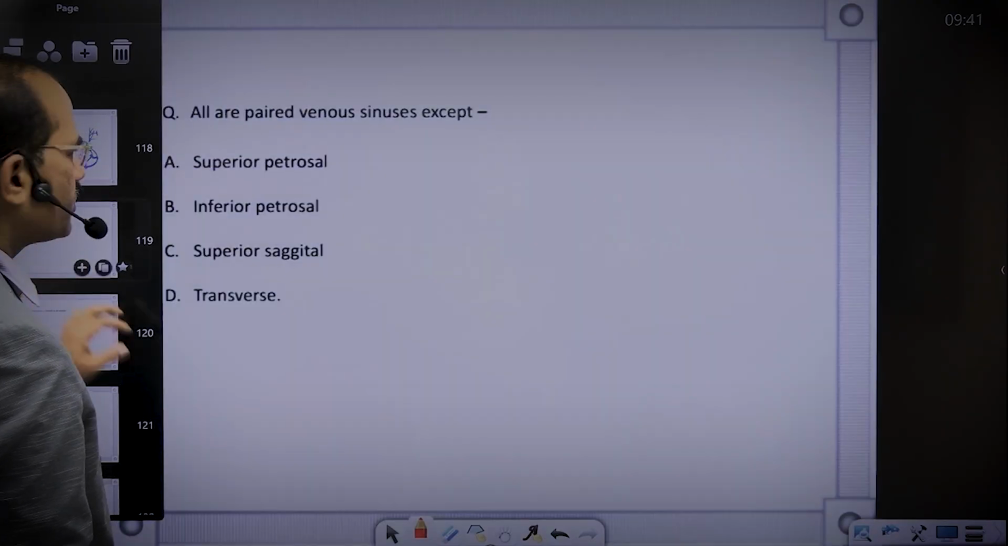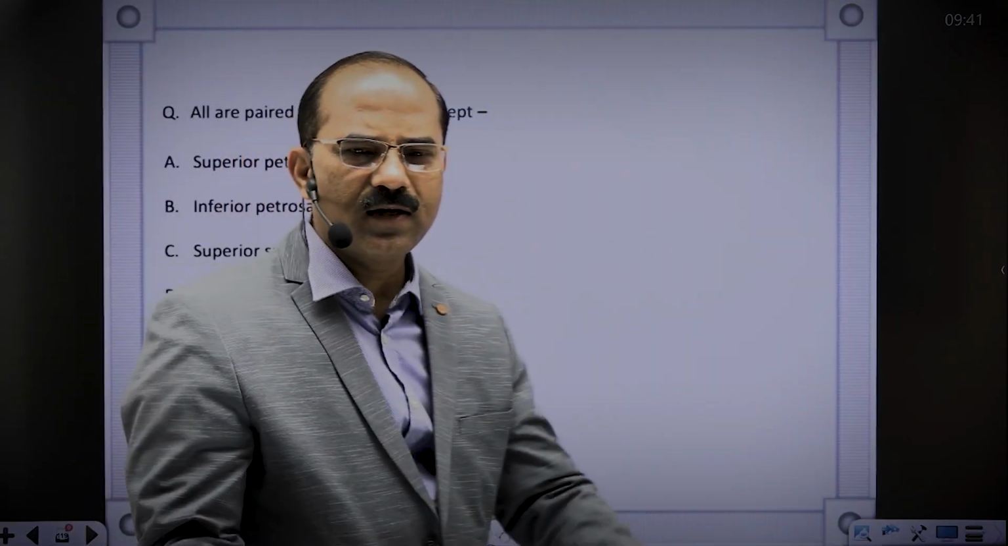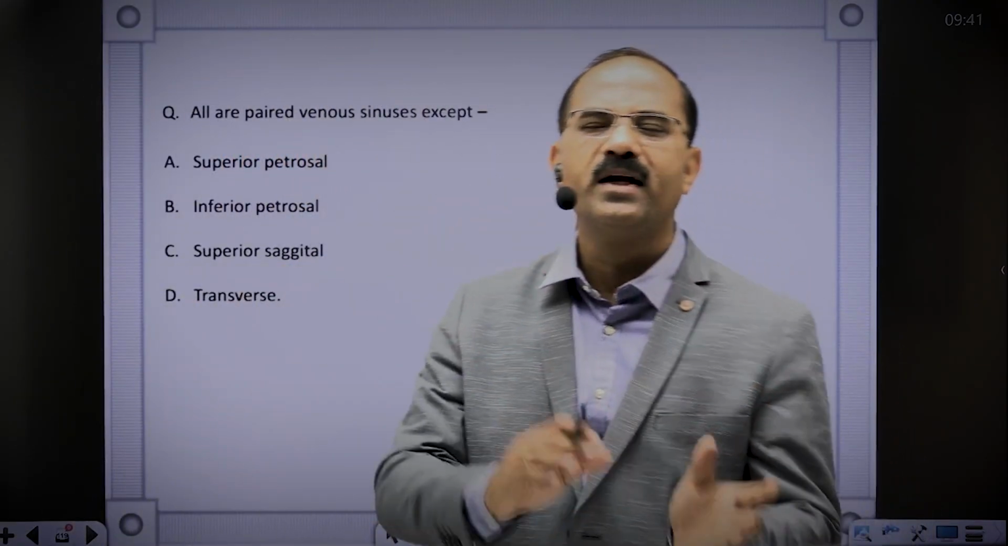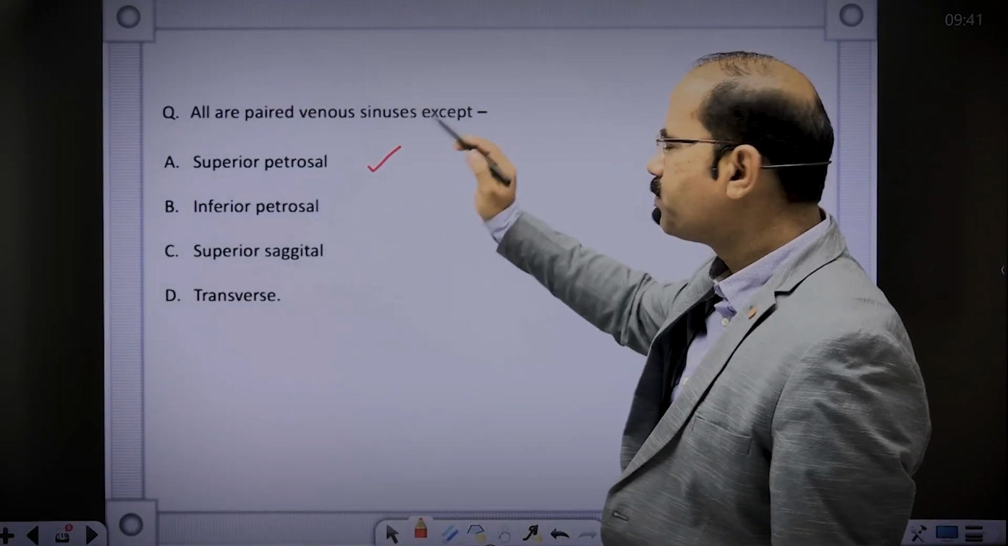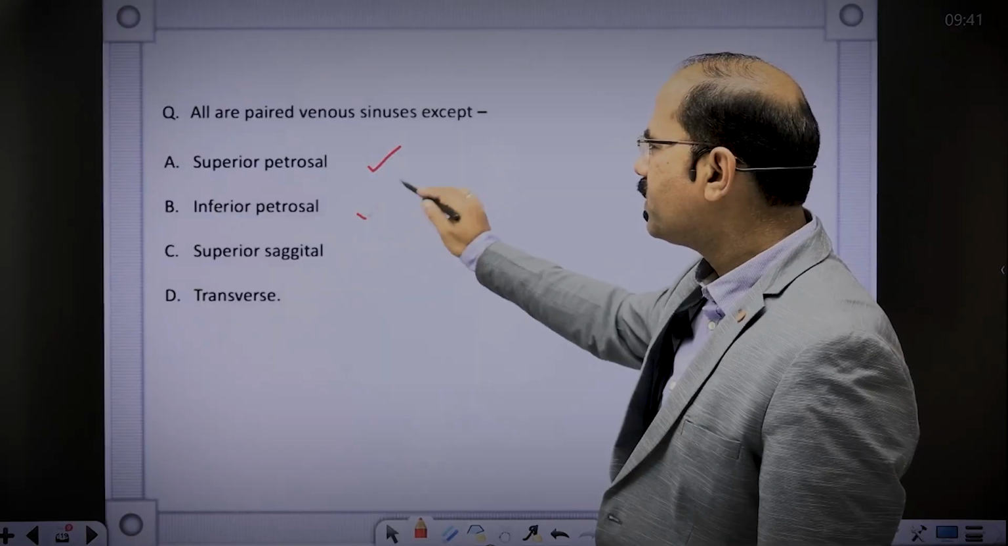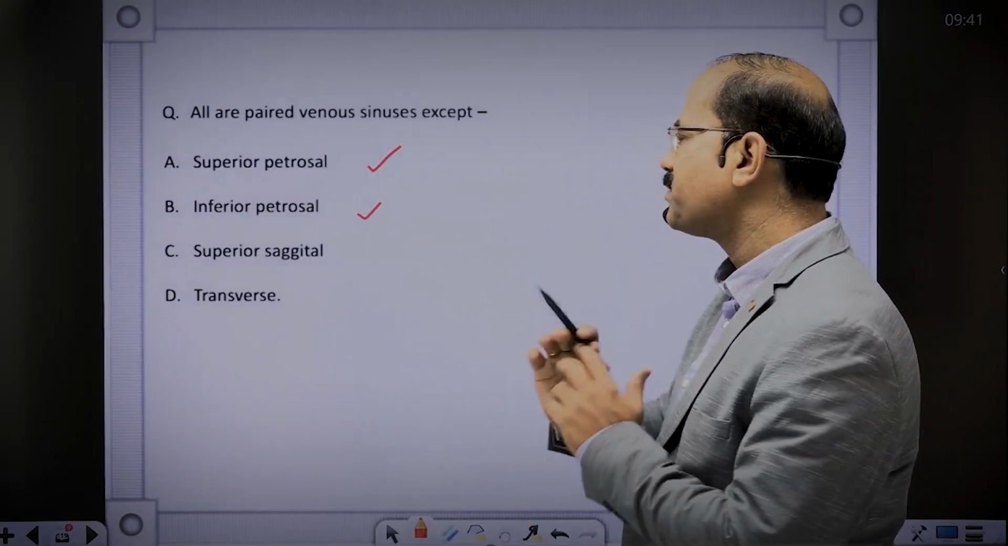Okay, answer this MCQ, students. So there are different sinuses. Some of them are paired, some of them are unpaired sinuses. So superior petrosal sinus lies on both the sides, so that's a paired sinus. Inferior petrosal lies on both the sides, that's a paired sinus.